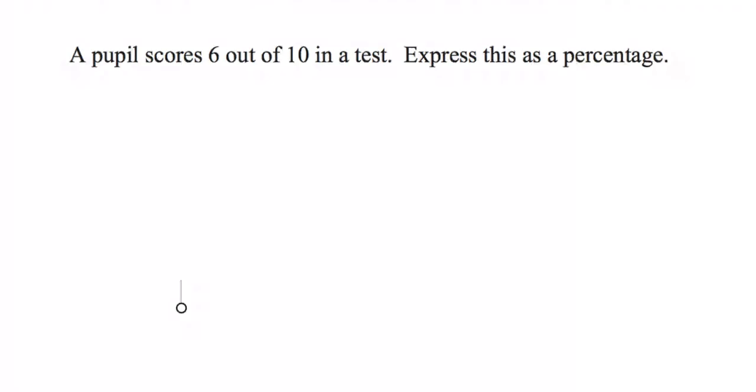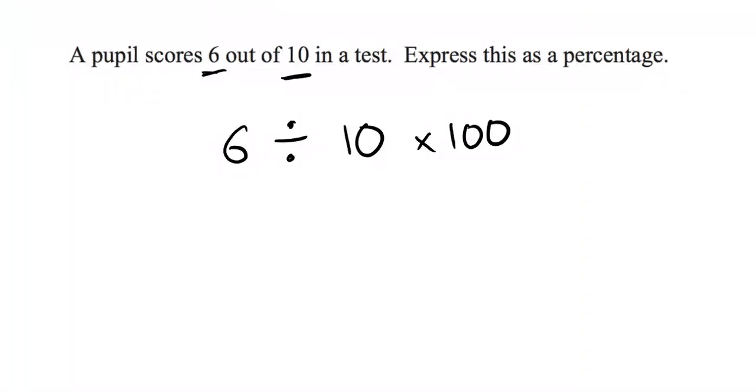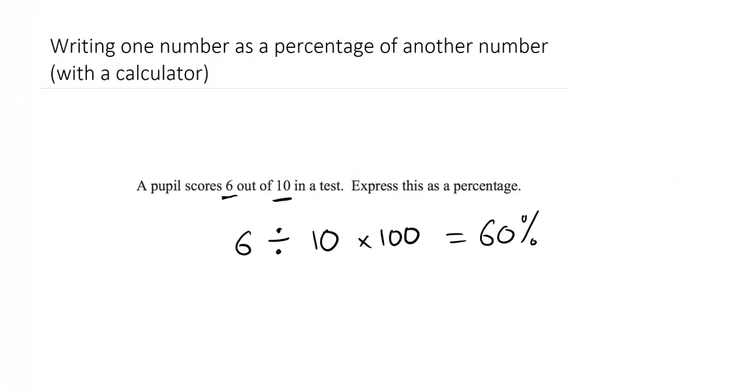And what we're going to do every single time is take our score, so in this case 6, divide it by the total that you could have scored, in this case 10, and then times by 100. Okay, so 6 divided by 10 times 100 every single time. Of course, in this case we get 60, so it's 60%.